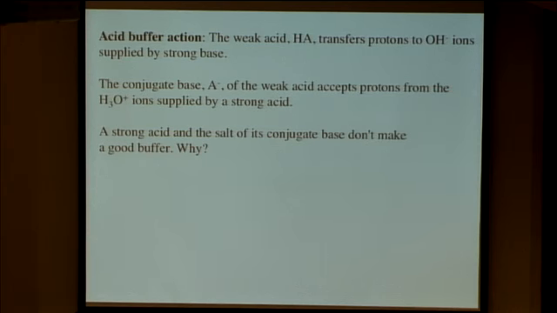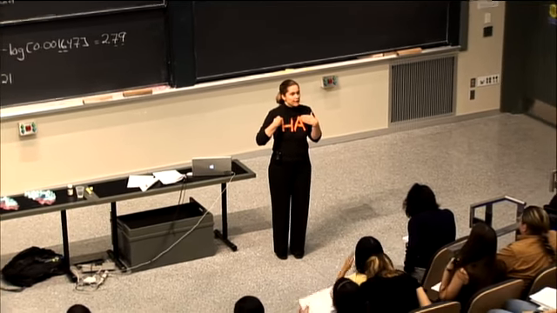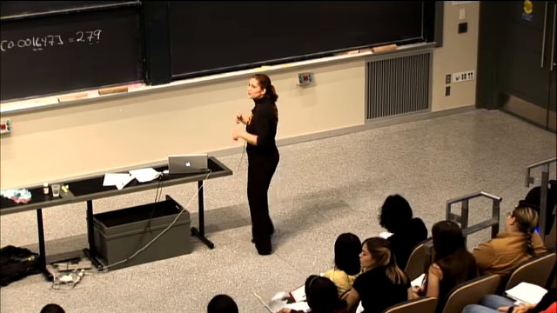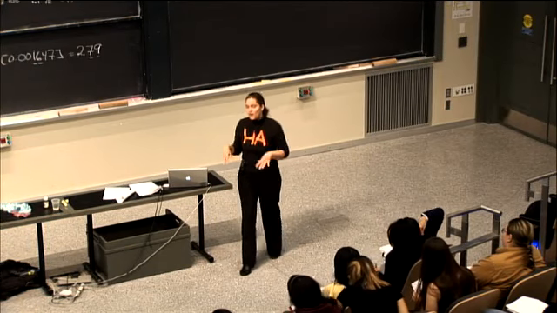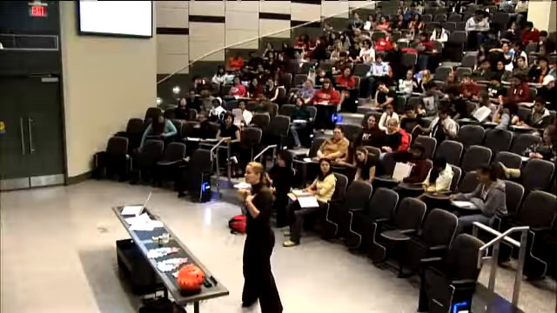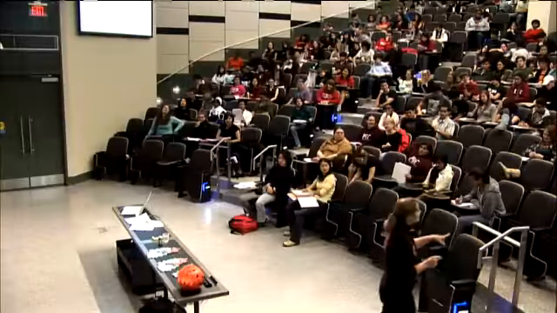And so I just want to emphasize that in an acidic buffer solution, you have HA, and you have its conjugate. If you only have one or the other, it's not going to make a good buffer. So I want you to remember that in buffers, you have both conjugates. One alone is not going to work. And people forget this in the class.